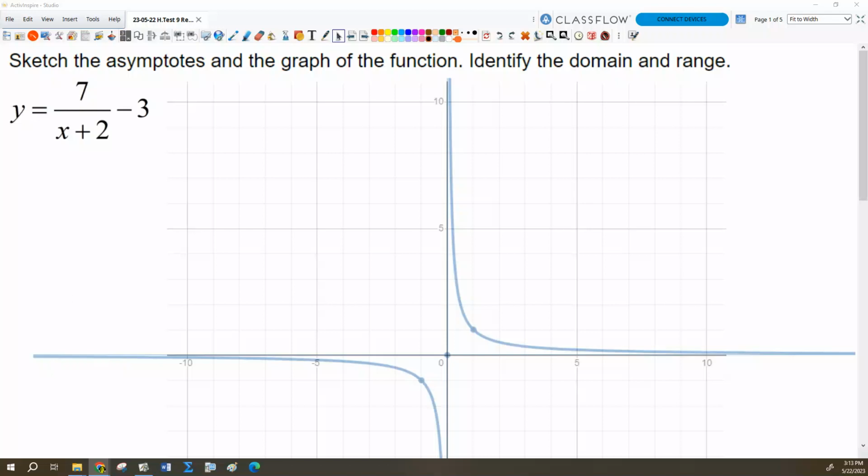Quick examples. Here's an example of a reciprocal function. So we want to graph reciprocal functions. How do we do this? How do we graph a reciprocal function? Okay, right. So we're going to try to identify. We're going to start with a parent graph, which is there. That's our parent graph.